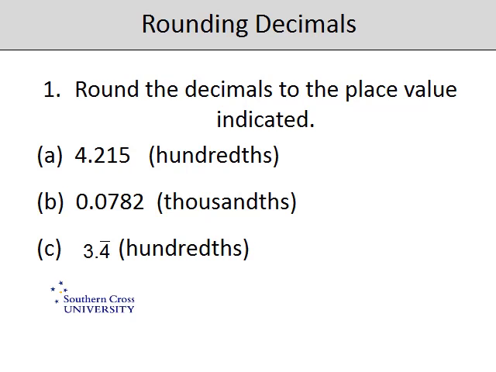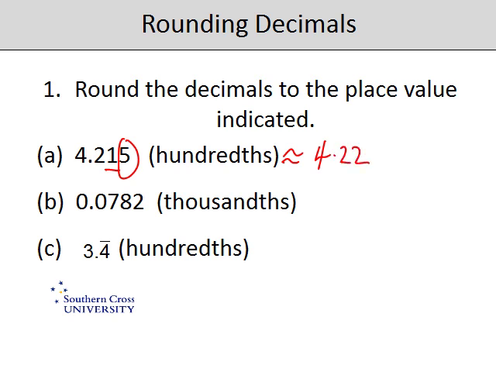In this video we're looking at the topic of rounding decimals, and the first question is: round the decimals to the place value indicated. The place value for the first one is hundredths, so we will underline the number in the hundredth spot. We will circle the number in the place value to the right. We'll look closely at that. We have a 5, so that means we round up, so our answer is 4.22.